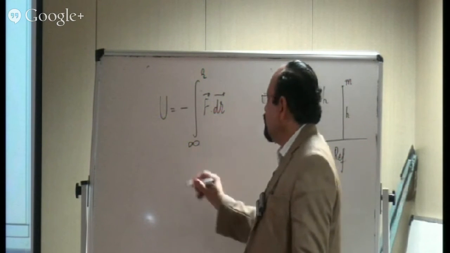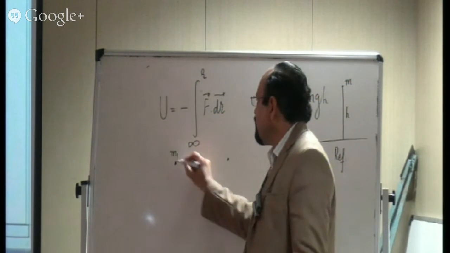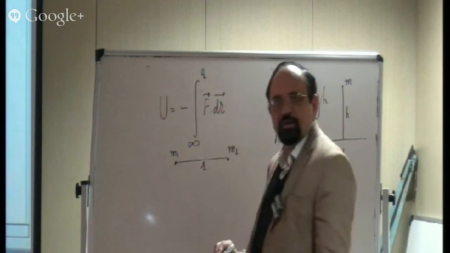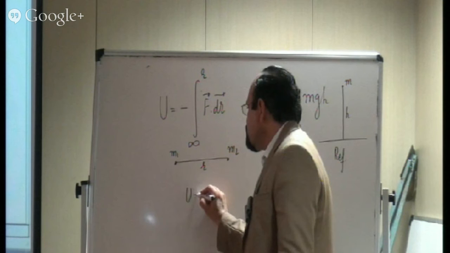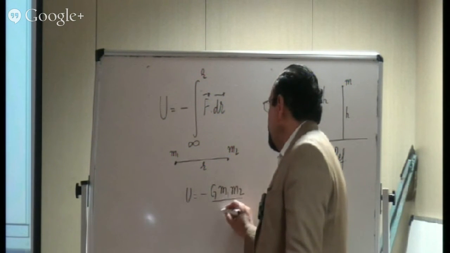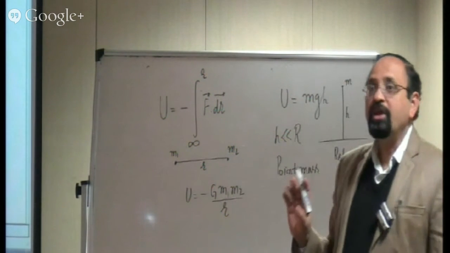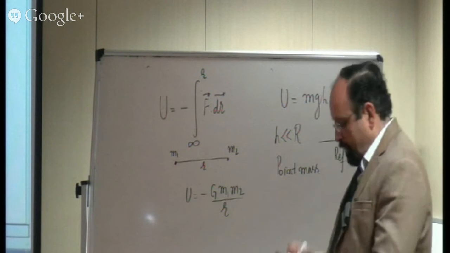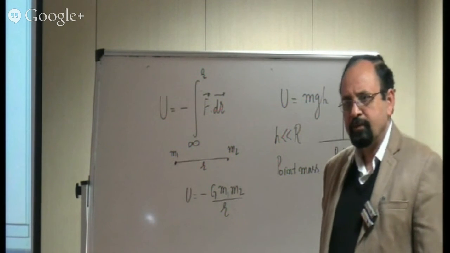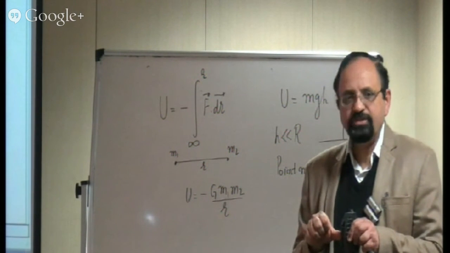If I solve it for a two body system, that means I'm taking masses m1, m2, and a separation R. The gravitational potential energy is given as minus G m1 m2 divided by R. Not R square, it's only R. Why am I keeping this negative sign? I told you there's a force of attraction. This is indicative of it.